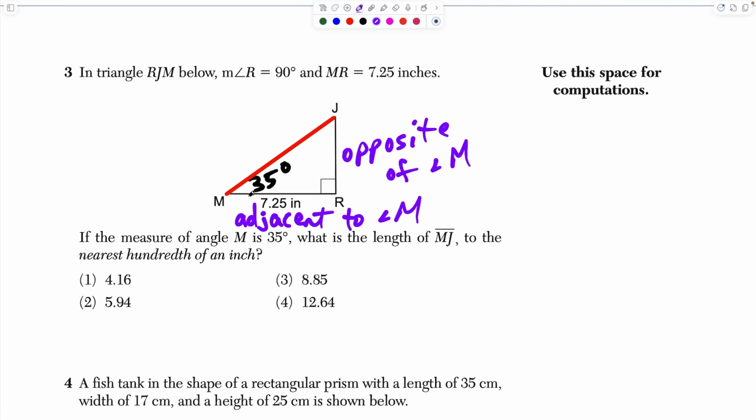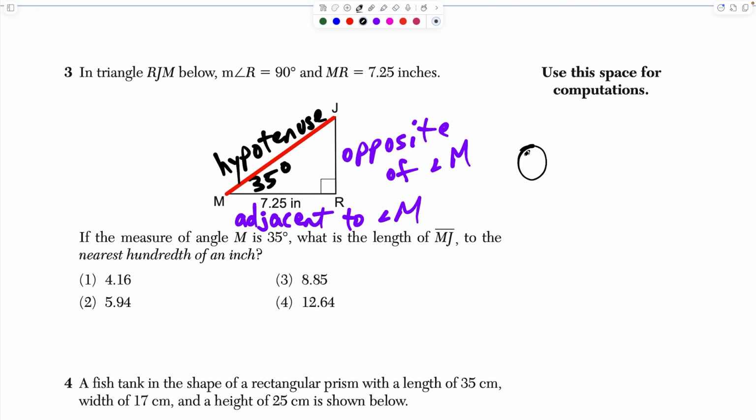So this side is next to angle M, and this side is opposite of angle M because it's across. Now, the side opposite of the 90-degree angle, we always call the hypotenuse. Okay, so that is not going to change, even if we're talking about angle J up here. But these are according to whatever angle you're going to use.